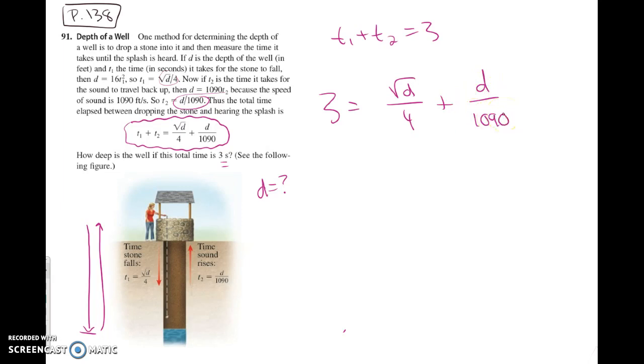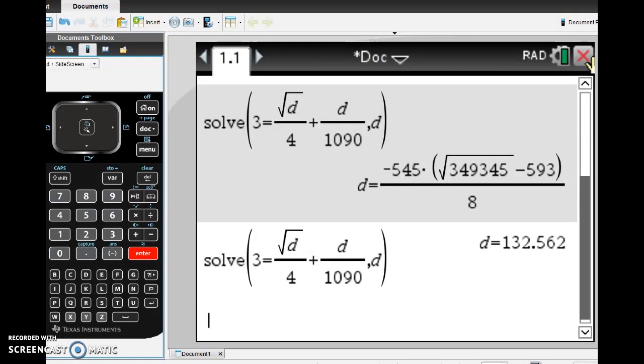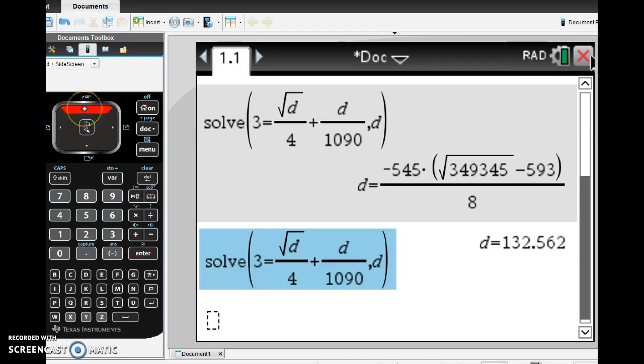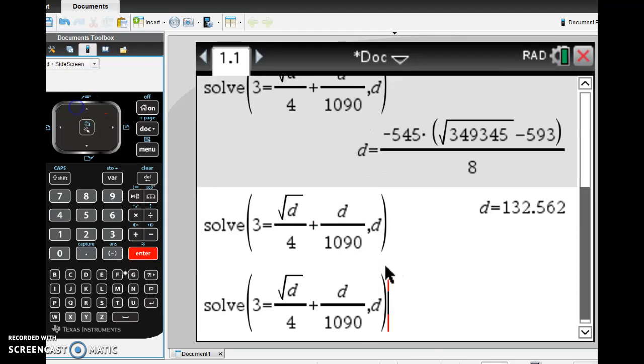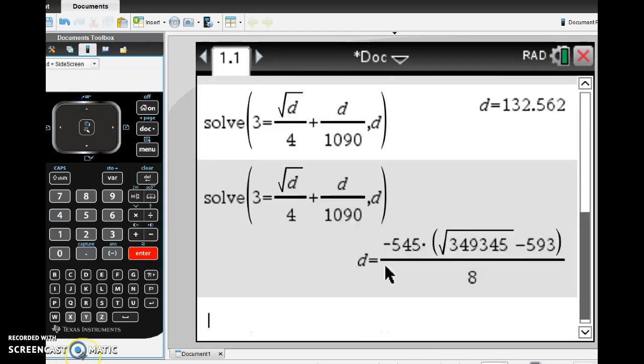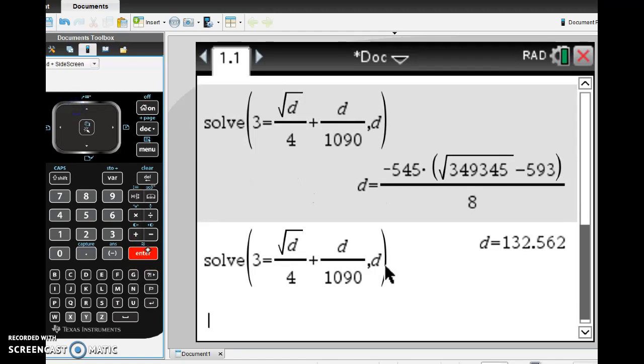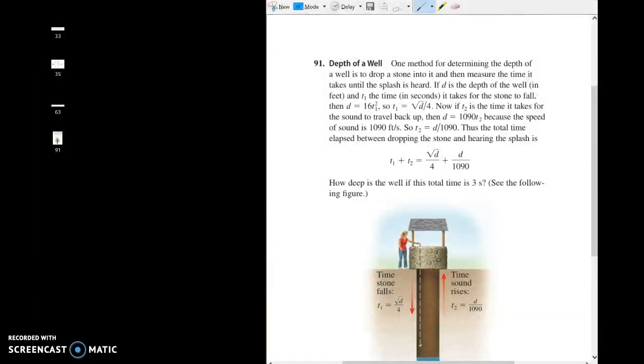Now I think this would be kind of interesting to solve by hand. However, you don't even have to solve it by hand. I said you can use your calculator, and anytime I say you can use your calculator, you can use the full capabilities of your calculator. So if you type this in exactly how you see it, solve, you type the equation in, comma d, hit enter. It gives you this crazy thing here, and you're like, oh yeah, I need an approximation. So you hit control enter, and it gives you 132.6 feet.